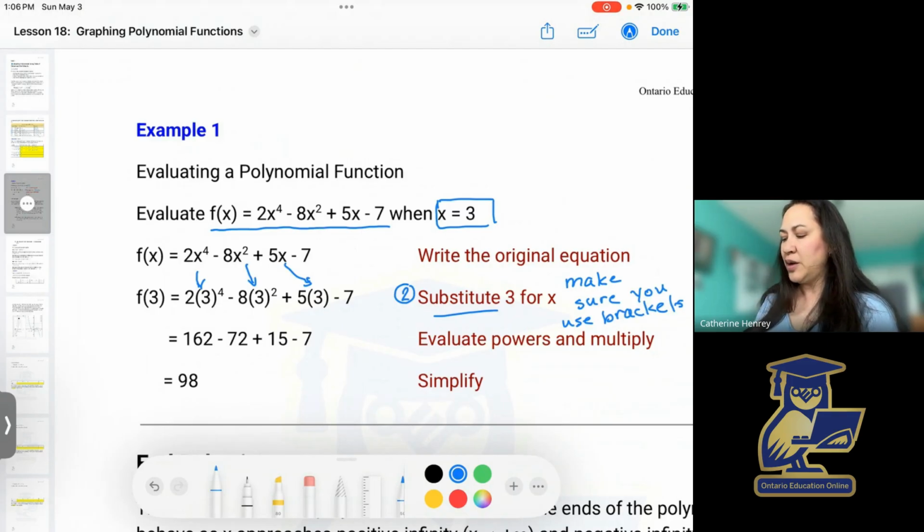Remember, when we evaluate powers and multiply, we want to make sure we're using our order of operations, BEDMAS, which means we do brackets, then exponents, division, multiplication, addition, and then subtraction. So what I did here was simplify each of the terms using order of operations, and I got 162 minus 72 plus 15 minus 7, and our polynomial is equal to 98 when x is equal to 3.